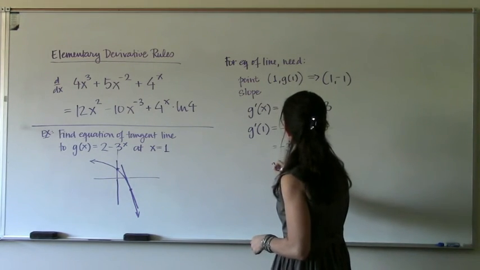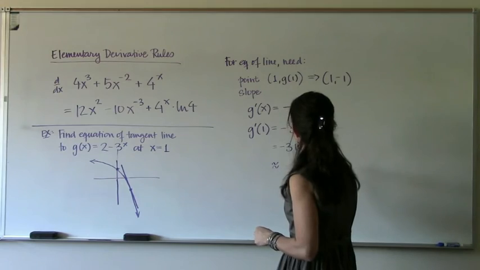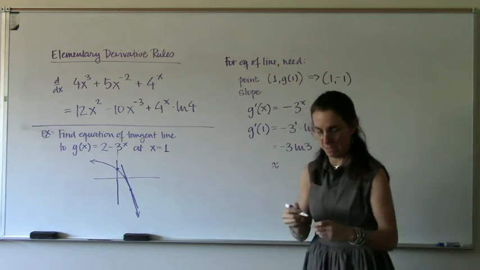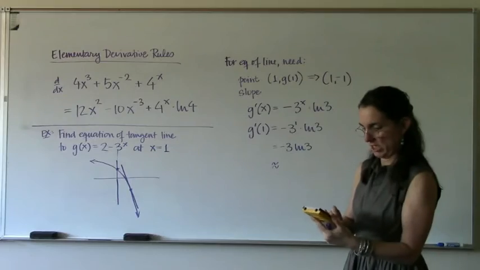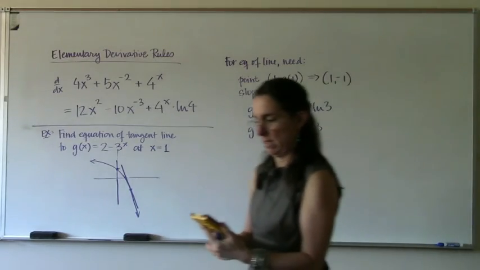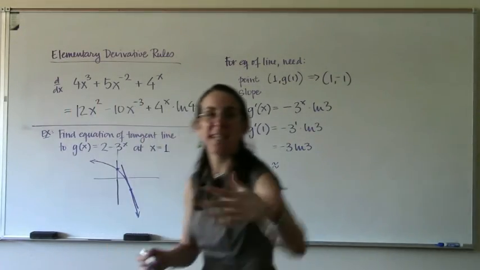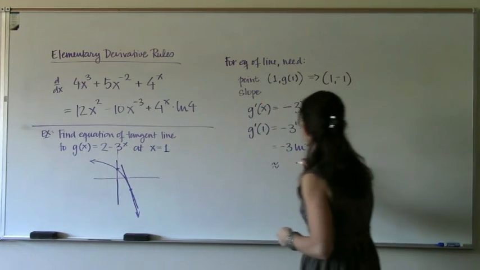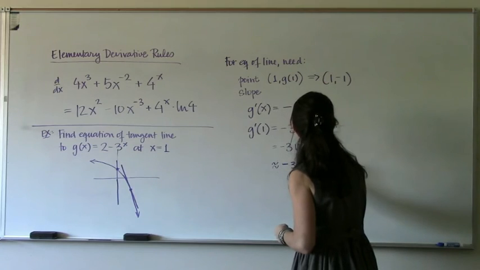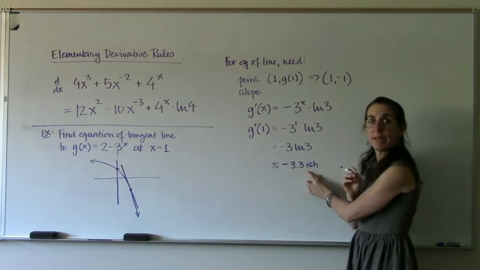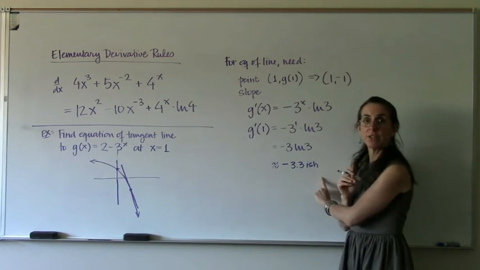And this is about equal to, oh, I don't remember. Hold on, let me get my calculator. Log of 3. About 3.3-ish. It's about 3.3. Negative 3.3-ish. The scientific way to write this is 3.3-ish. That's a little joke.